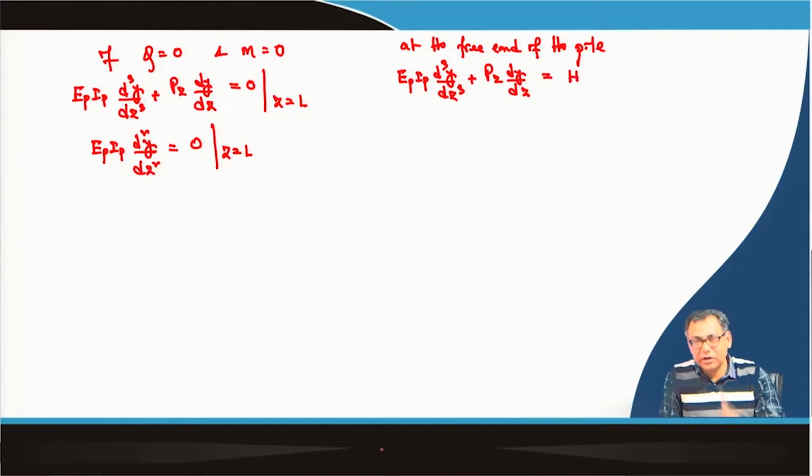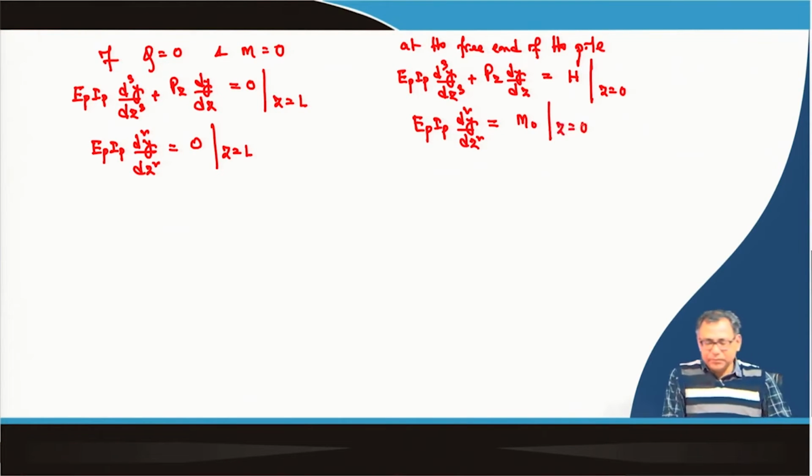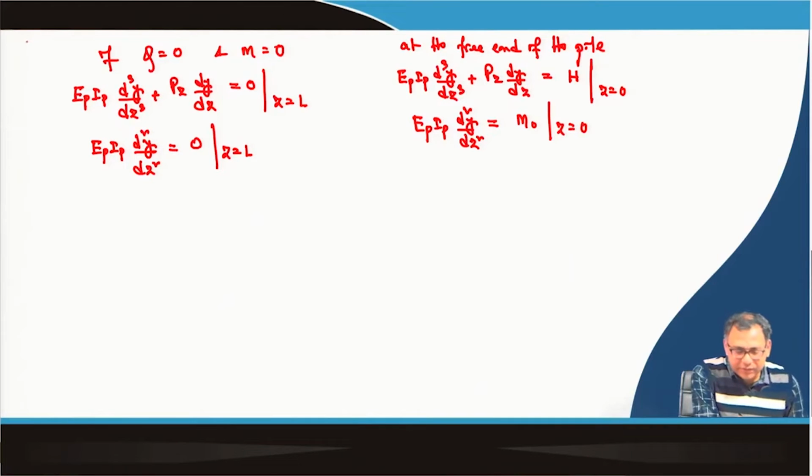That will not be equal to 0, because now a horizontal force is acting. So, that is at z equal to 0. Similarly, for the bending moment, E p I p d square y d z square will not be equal to 0; it will be equal to M 0 at z equal to 0. So, this is the free headed pile.